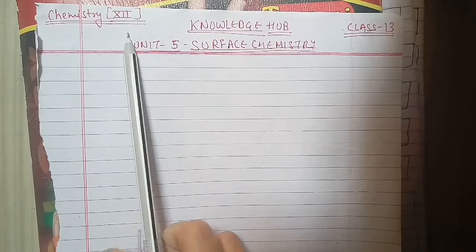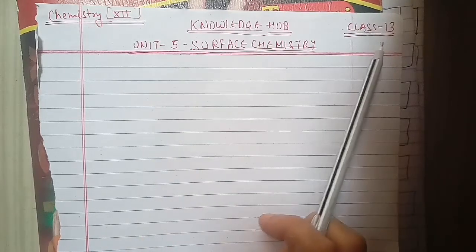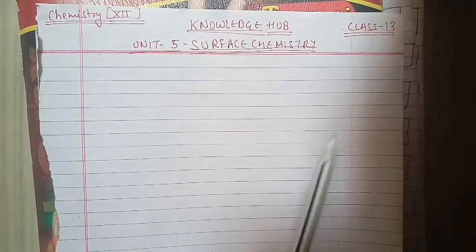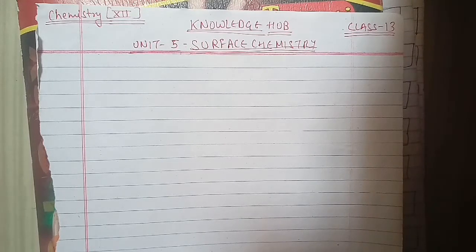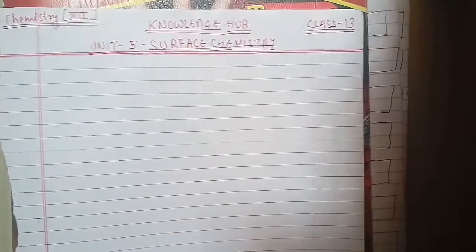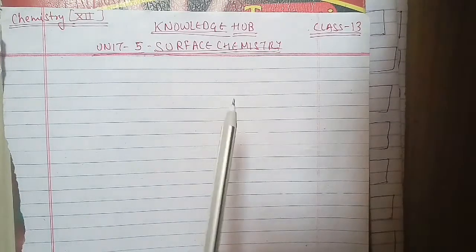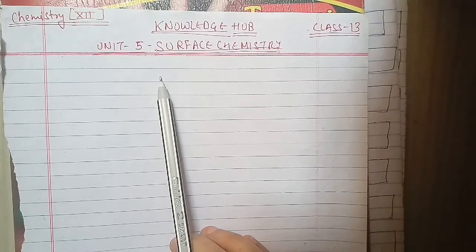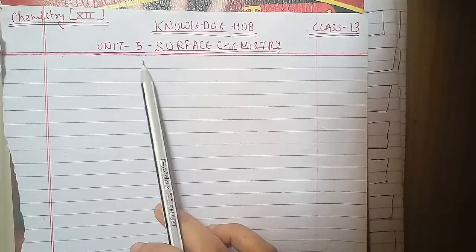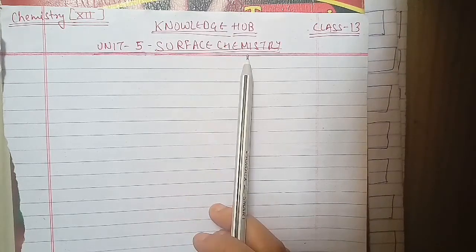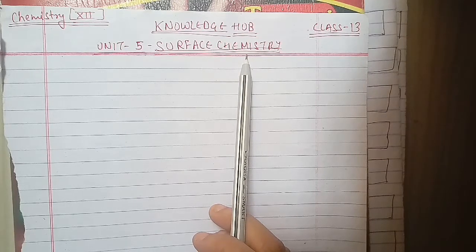Today we're going to start with your chemistry for class 12, and this is your class 13. As you know, we had done your class 12 in the last classes. We had completed unit 1, unit 2, unit 3 and unit 4 in the last class. Now we'll have to start discussing unit 5, which is your surface chemistry, and that is also an important one.